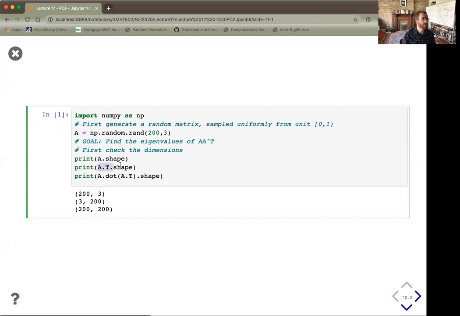And so consequently, if I do A transpose, which I represent as A dot T, then that's got the reverse. So it's got 3 rows and 200 columns. And then if I take A matrix multiplications, that also is encoded by dot, A dot A dot T. So this is A transpose. Well, that's going to have a 200 by 200 shape.